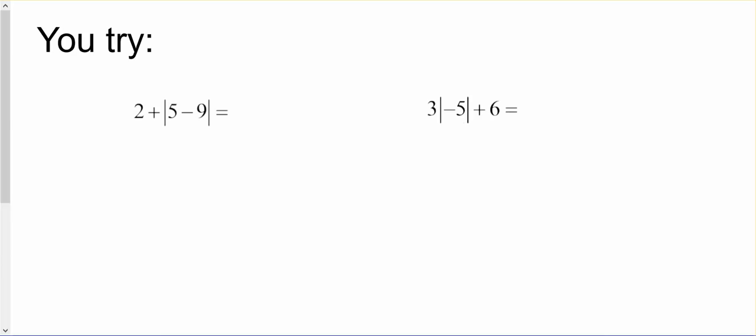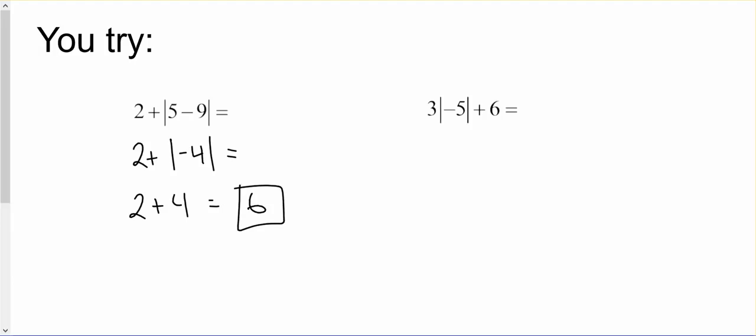So you guys try to do this. Hit pause, take a couple seconds, try and do this. We look at this, we say 5 minus 9 makes -4, so this is 2 plus the absolute value of -4. The absolute value of -4 is 4, so 2 plus 4, and 2 plus 4 is 6.